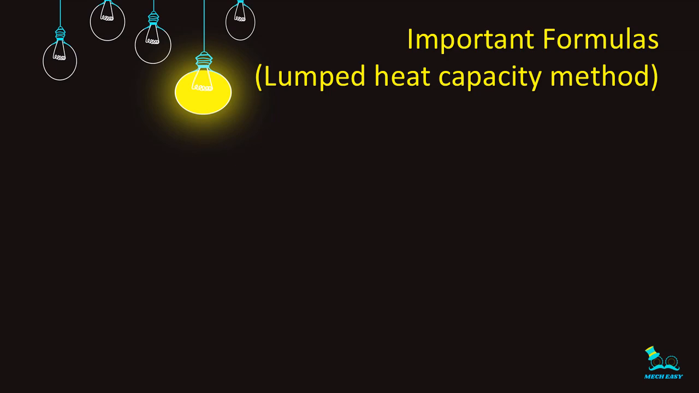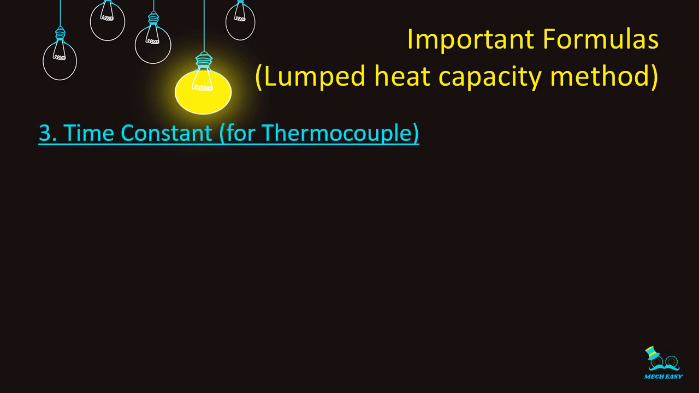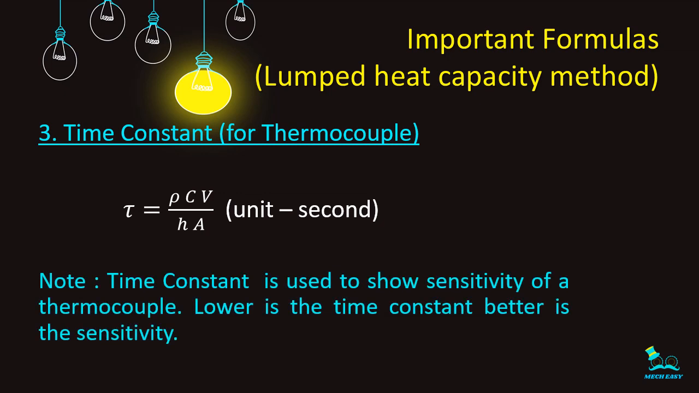And the formula number 3 is about time constant. The time constant is generally used for thermocouple. Its equation is tau is equal to rho CV upon hA, and the unit of time constant is second. It should be noted that time constant is used to show the sensitivity of a thermocouple. Lower the time constant, better is the sensitivity.